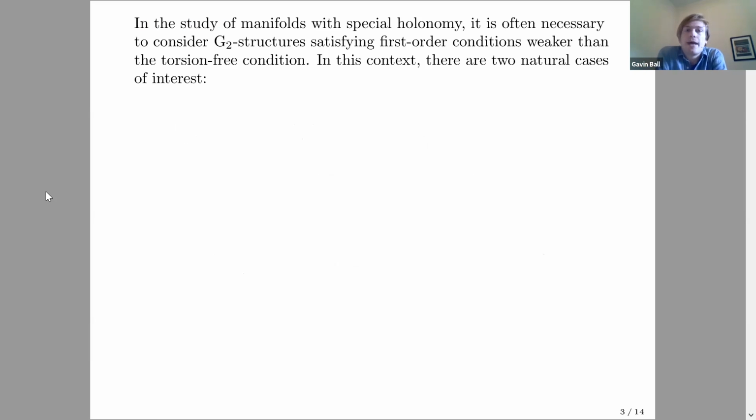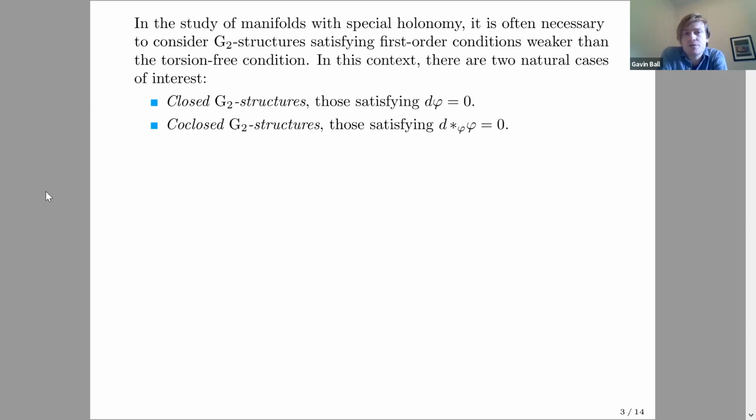Okay, but in the study of manifolds with special holonomy, you often want to consider G2 structures that aren't torsion free. They satisfy some weaker conditions that are usually first order. And when we consider these conditions, there are usually two natural cases that are interesting. They're the closed G2 structures, those for which the 3-form is closed. And there are the co-closed G2 structures, those for which the 4-form that you get by taking the Hodge star of the 3-form, with respect to the metric and volume form induced by the 3-form, is closed as well. So we call those co-closed G2 structures.